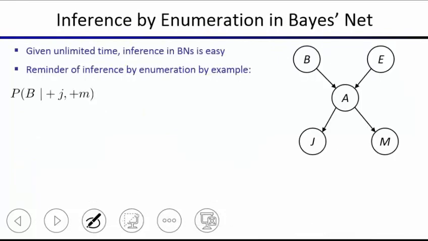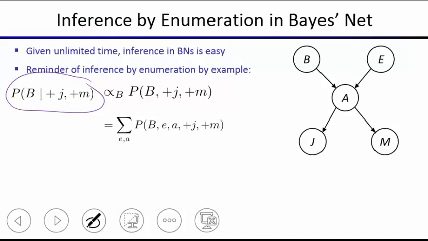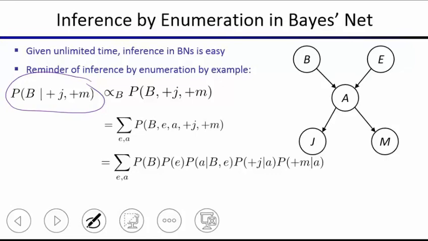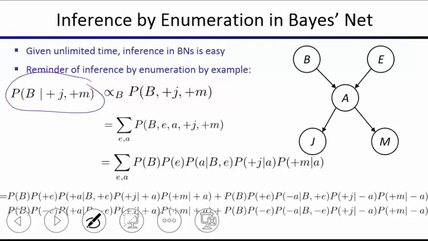So for example, we're given this BayesNet here. Our query is the distribution of burglary given John called and Mary called. Inference by enumeration says, well, we can write this out as proportional to the joint of burglary, +j, +m. Then we can write this out as a summation over all the hidden variables of the joint over all variables involved in this BayesNet specification. Then we write out what the BayesNet is telling us this full joint can be written as, and now we compute that summation.